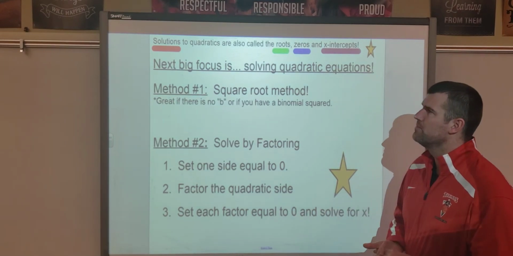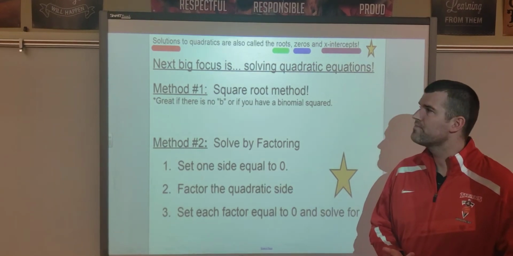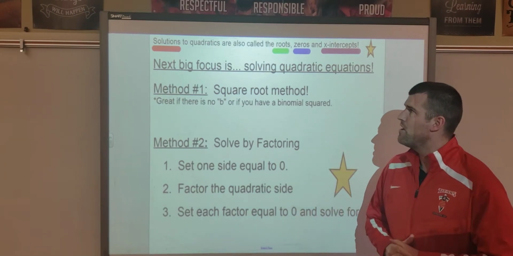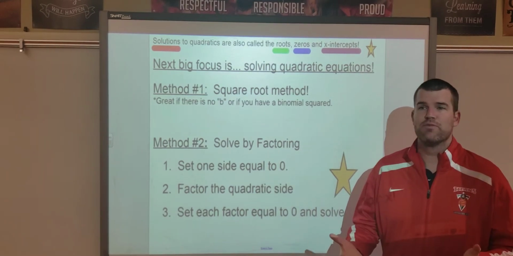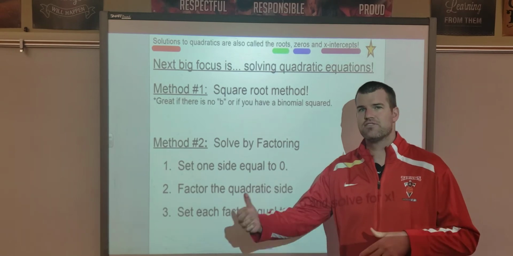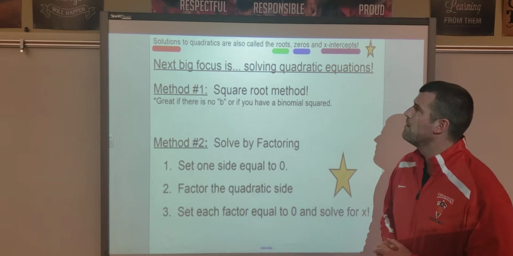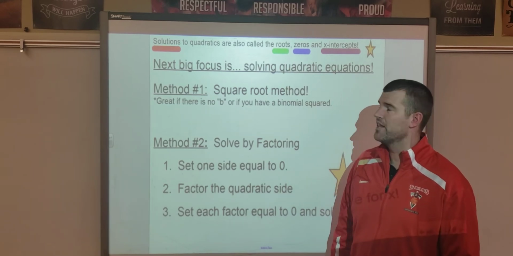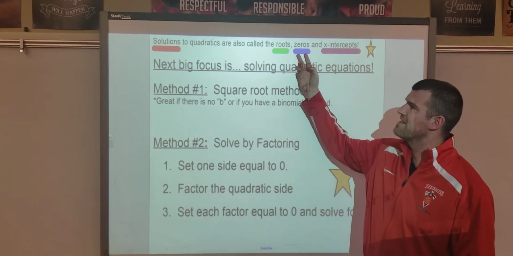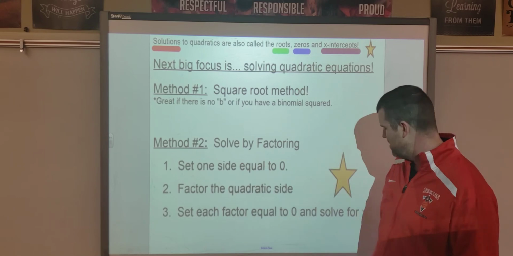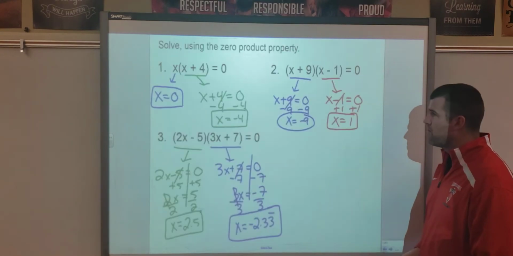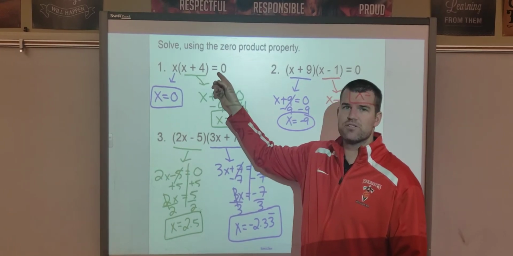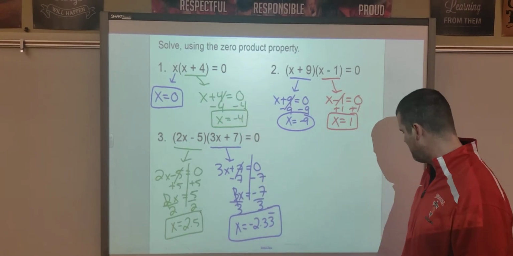But first, I want to talk a little bit more about what solutions are, because we're going to start solving today. When we solve quadratics, we can call them the solutions. We say the solutions are 2 and negative 2. We can also call them the roots of the equation, which we'll talk more about later. We can also call them the zeros of the equation. And the reason we call them zeros is it's the numbers that when we plug it in makes our equation become 0. So they're called our zeros.